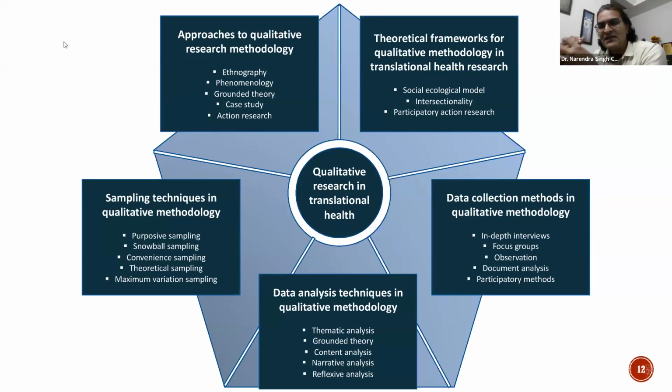Then observation. At times I am not asking direct questions, but just observing: what is the phenomenon, how people are behaving, how they behave in a certain manner. Then document analysis, where the data is already available.